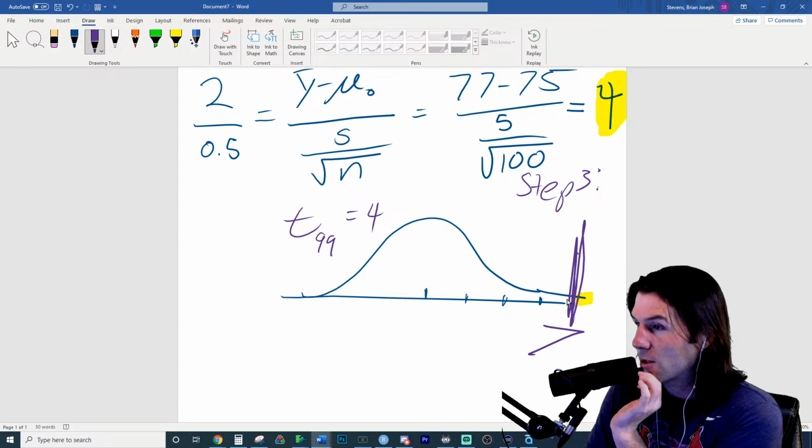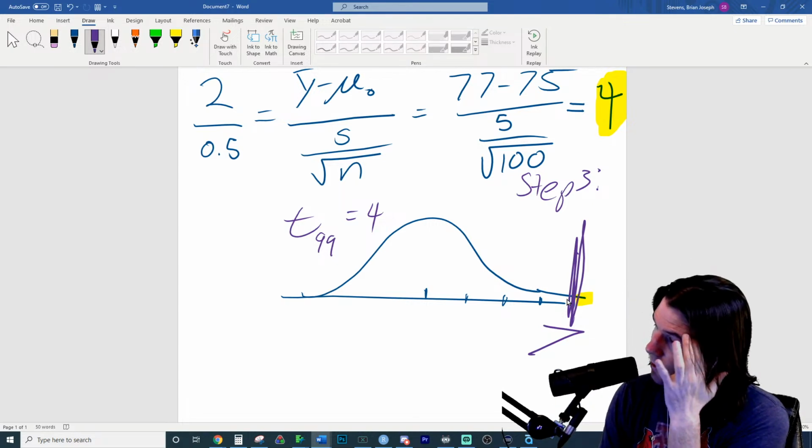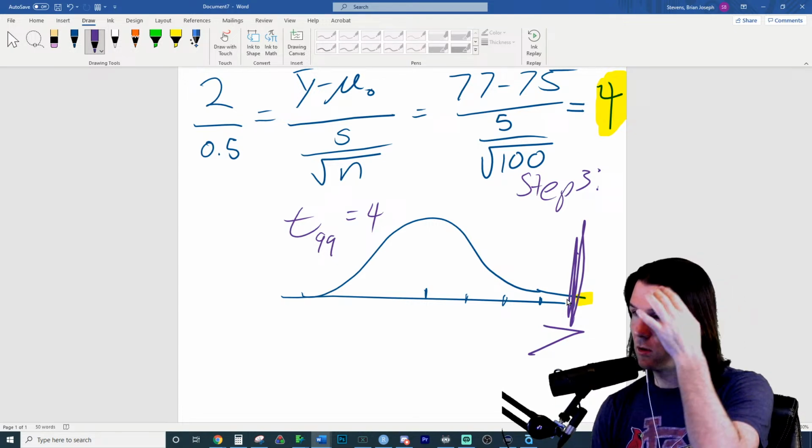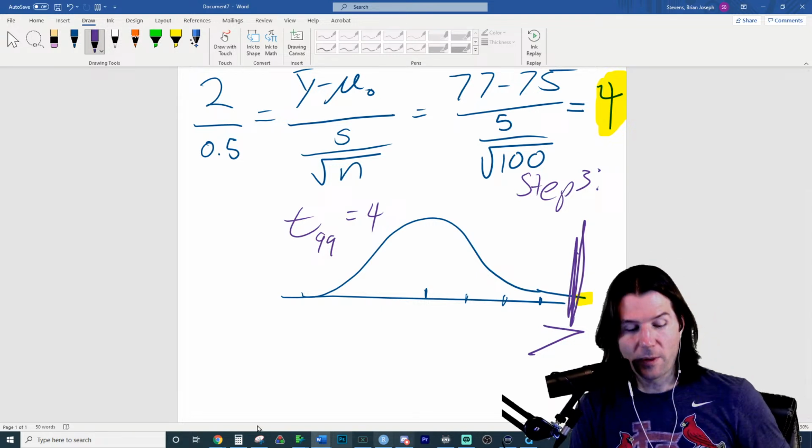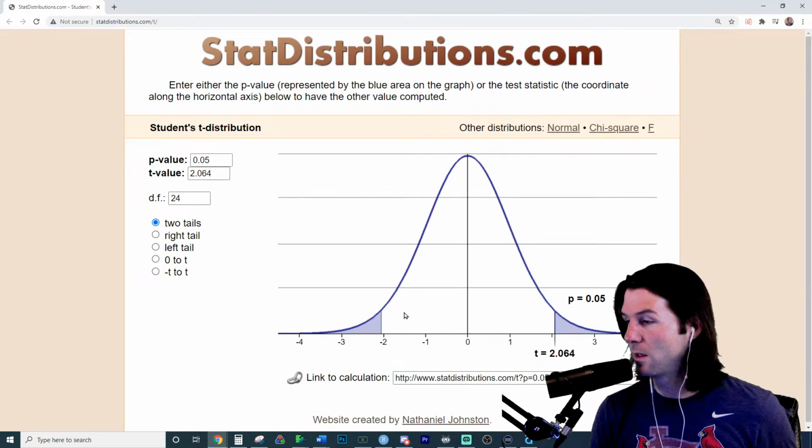Since we are doing the greater than alternative, we are shading to the what of it? Because the alternative always tells you which way you shade on the curve. To the right, exactly. So if you take Bailey's p-value, Bailey got the right p-value basically.